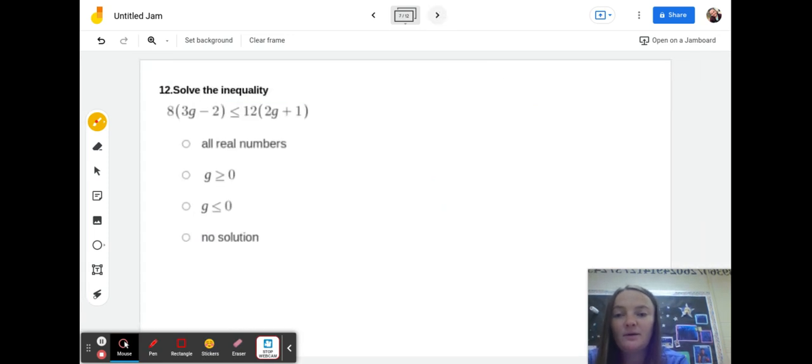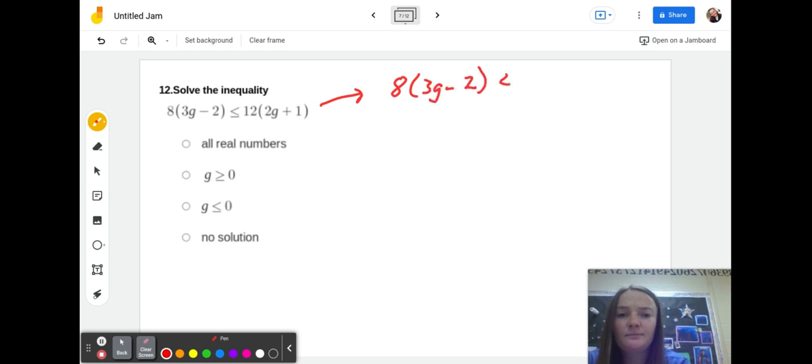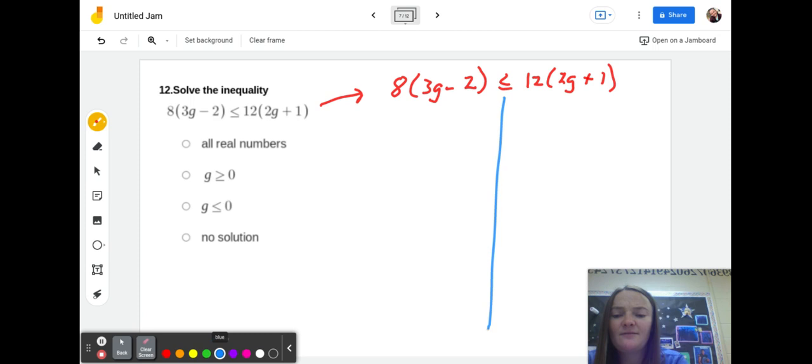All right, let's keep on going. Next one. Ooh, this one's got a lot more going on. I'm going to copy it down because I want to make sure that I can show all of my steps here. All right, so the first thing I'm going to do, I'm going to create that line just so I know what I do to one side, I have to do to the other.